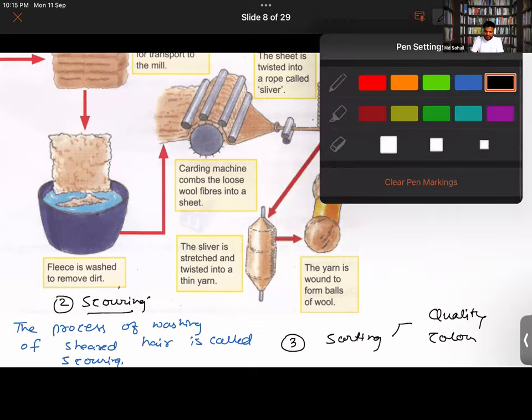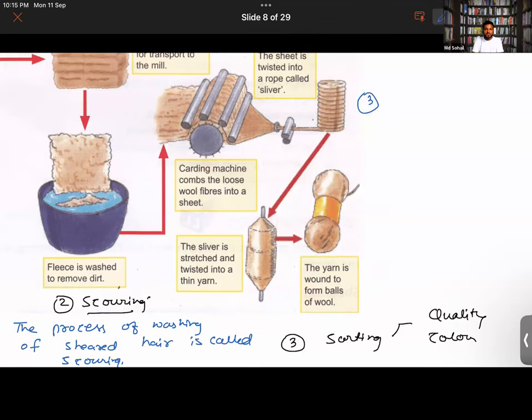So in the step of sorting, what is basically being done? The hairy skin is basically in a factory sorted out according to the different textures and the different quality. What benefits it? After you have sorted out, every section of the wool that you're obtaining is of the same quality, the same size or the same color. Getting it now? Okay.